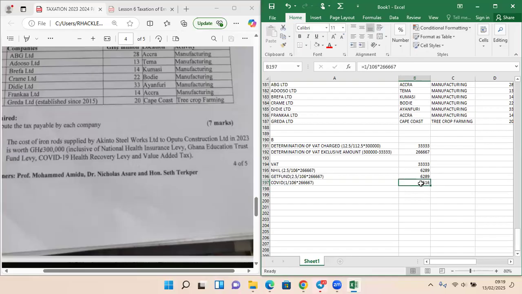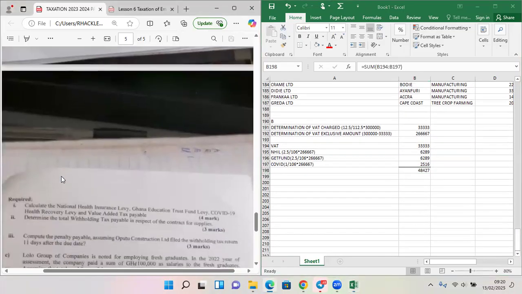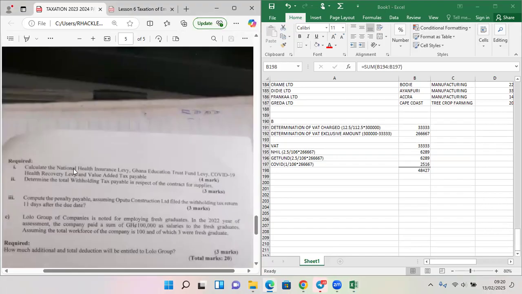Now we add all of them and use it for what we are getting. They tell us we should calculate the VAT then. So now this is the VAT, this is the NHIL, this is the GETFund, this is the COVID.